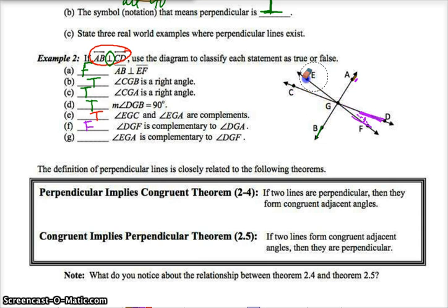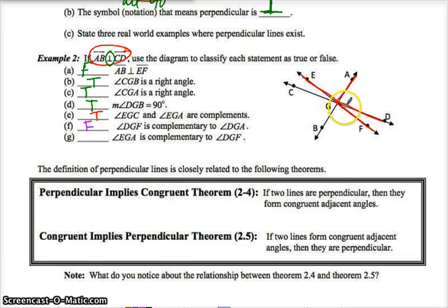I'm going to erase what we have so far because it's hard to see. So our last one is EGA is complementary to DGF. Oh, okay, that's a little bit tricky. Are those complementary to each other? Yes, actually they are, right?